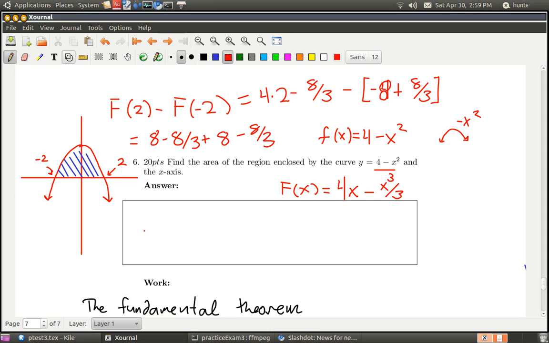And so that all comes out to be 16 minus 16 over 3. And what is that? That is 16 times 2/3, and that is 32 over 3 is the answer. All right, excellent.